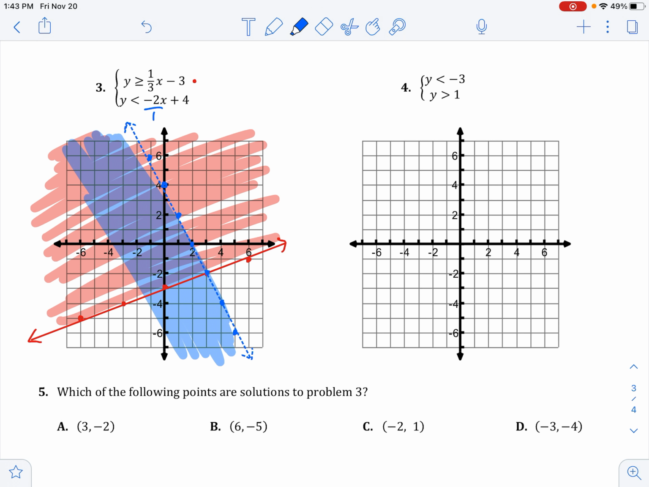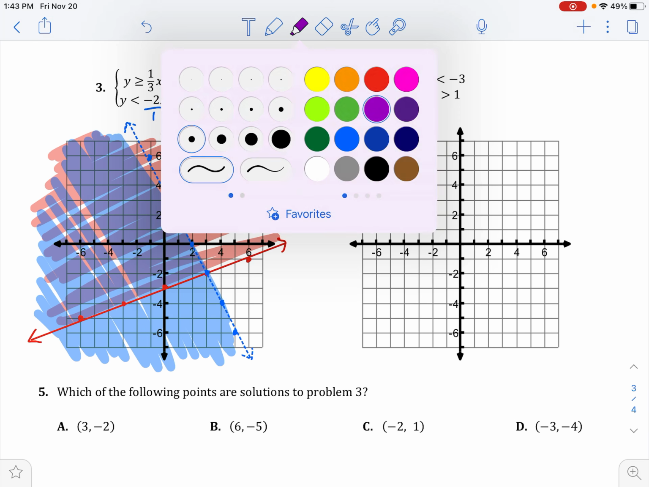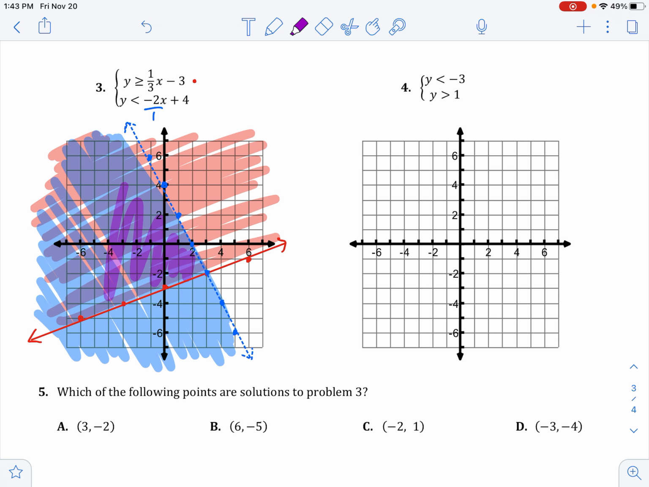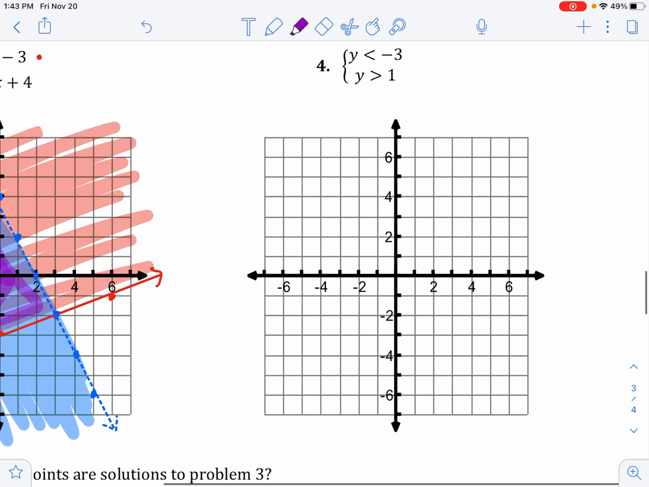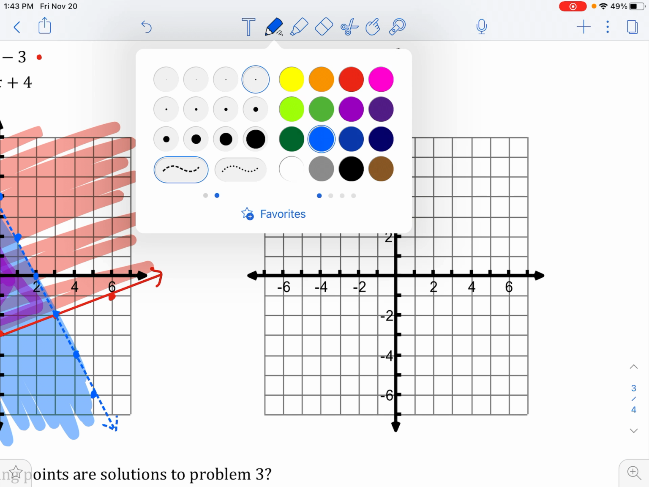Now I need to know if I'm shading above or below that line. It's values less than, so I'm shading below that line. Now I'm going to darken my overlapping shaded region. That's all these values in here. Okay, there we go. Make it look real purple.